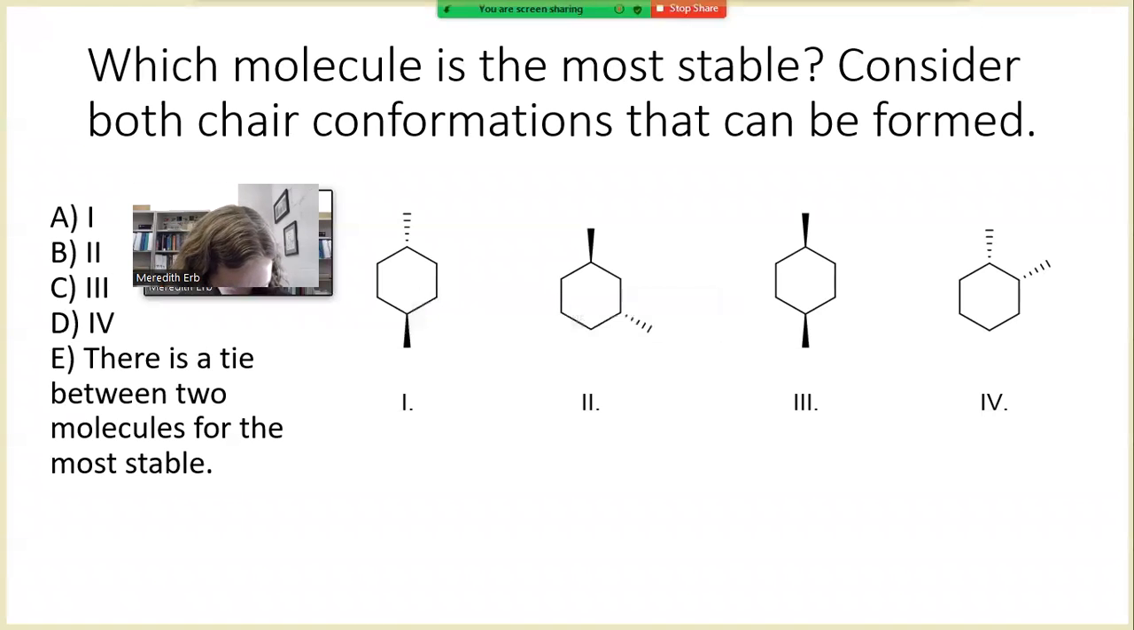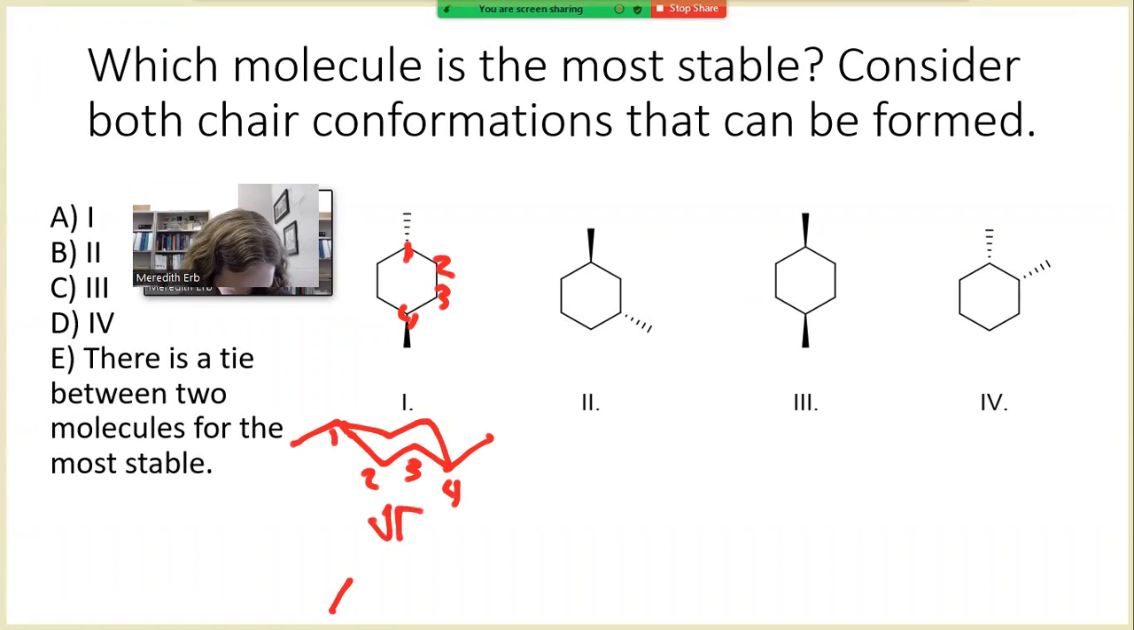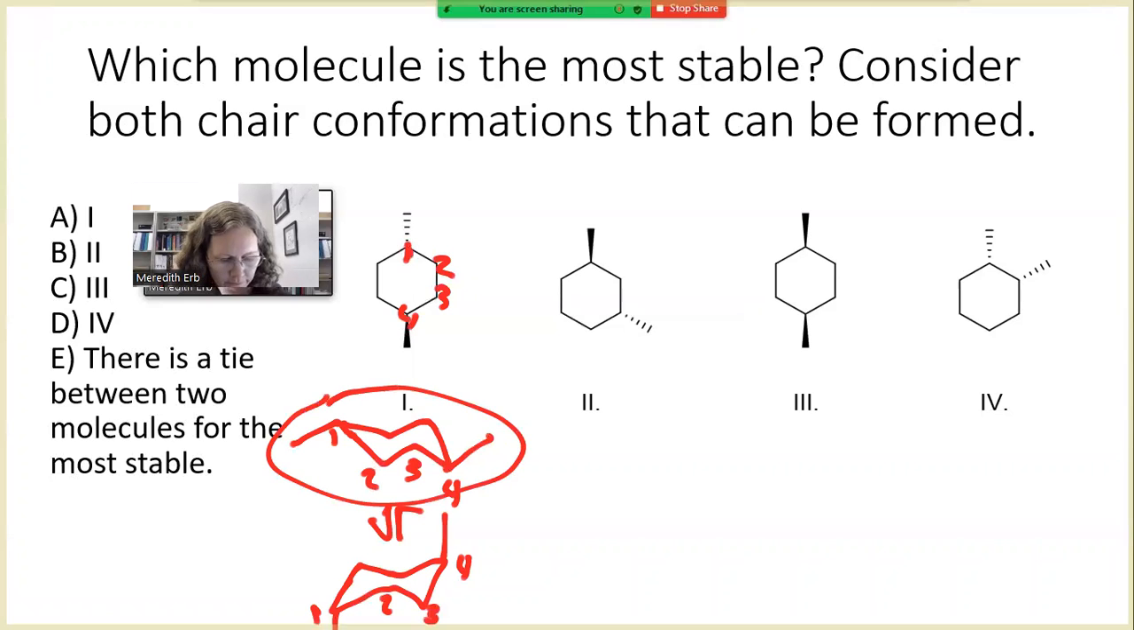Okay, so let's start with number 1. If we draw our 2 chairs, this is a 1,4 substituted case. We have a down methyl and an up methyl. Okay, so 2 equatorial methyls, that's looking pretty good for stability. Let's consider the chair conformation that is going to result after the flip. After the flip, we're going to have axial and axial. But the more stable conformation is the one that would predominate, so we're going to focus in on that one.